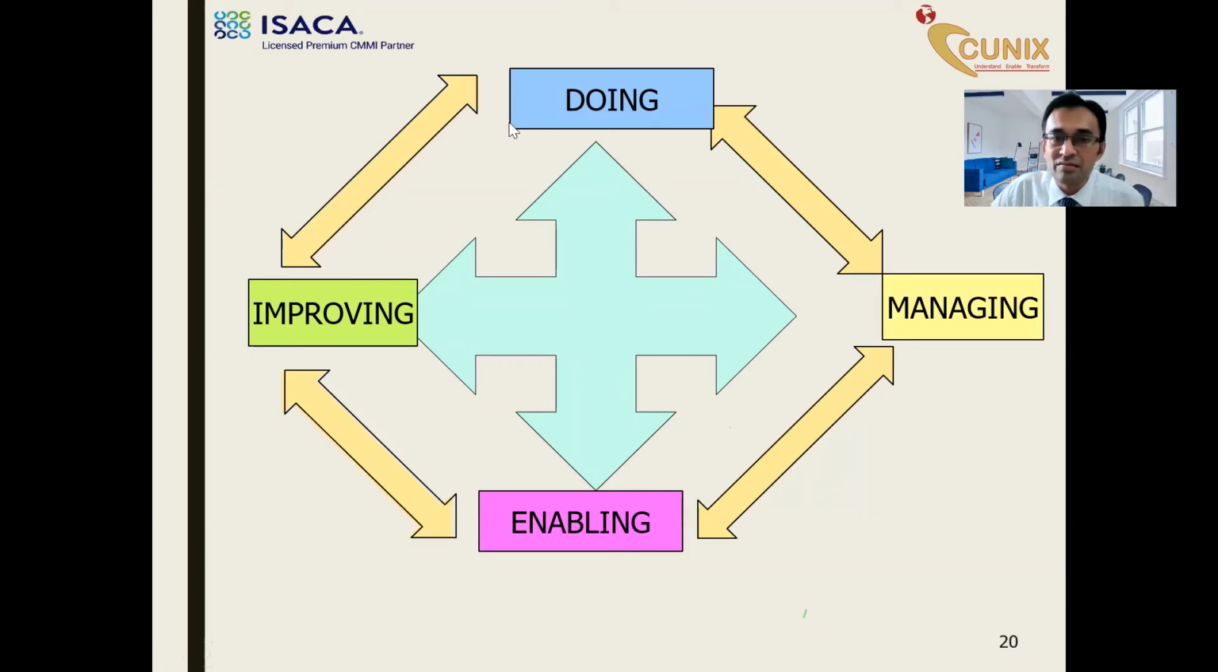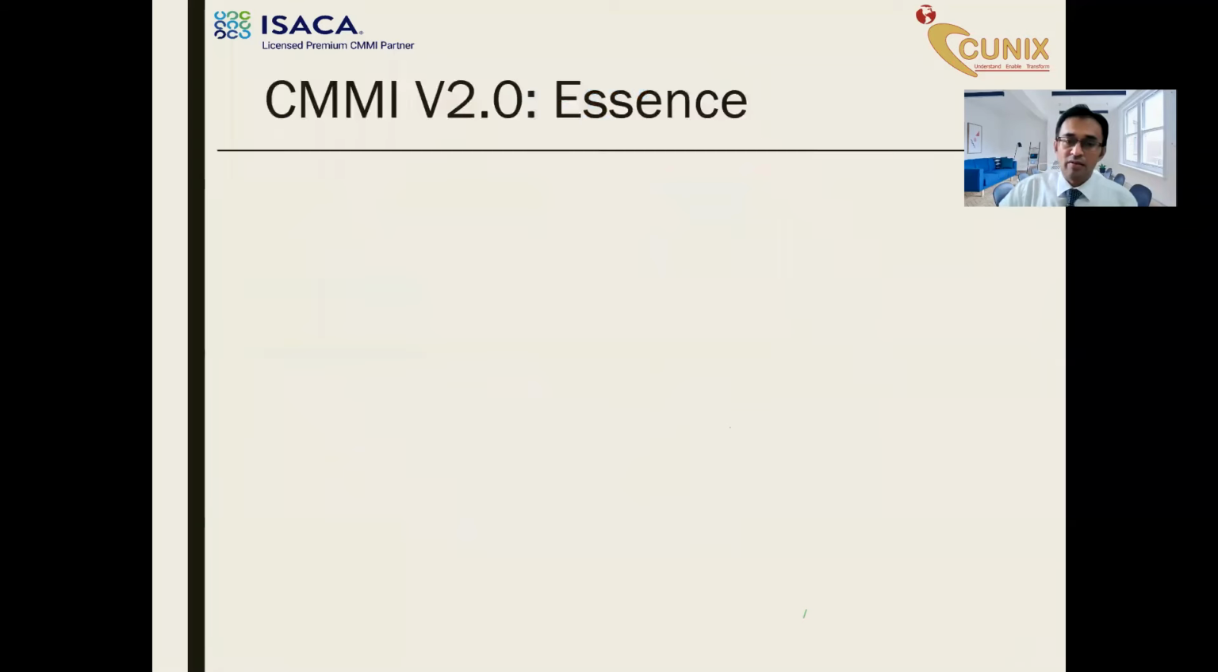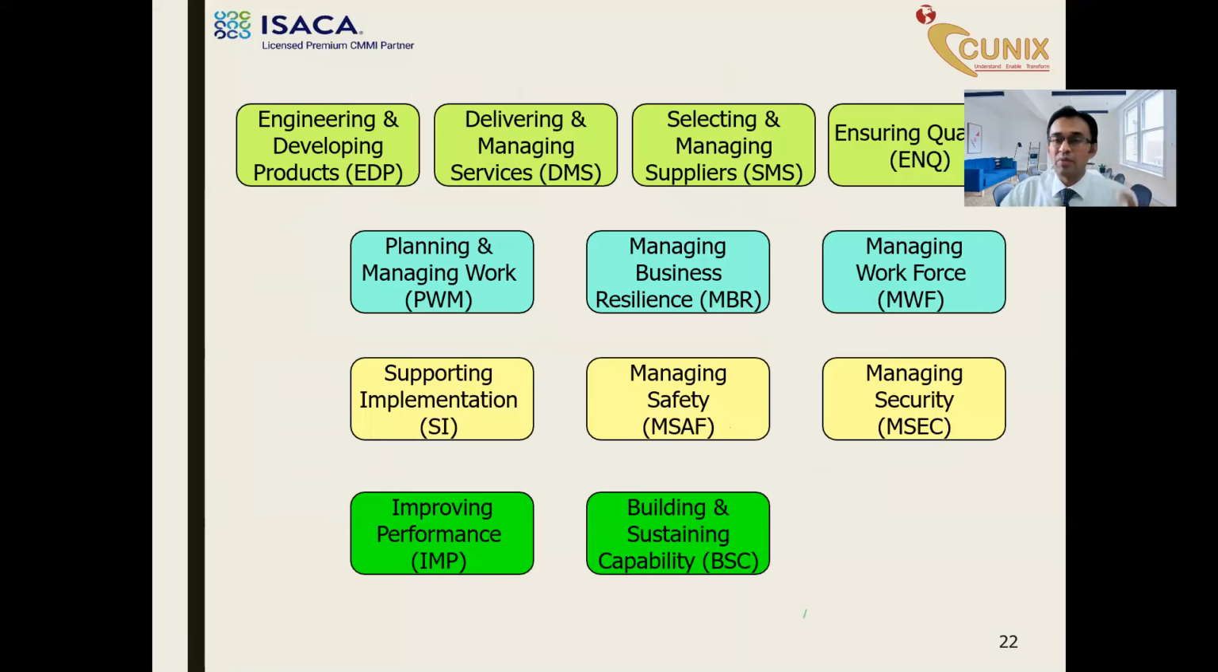For example, I need capability to perform activities related to doing. So I just want to do something, create, manufacture, test. I need some capabilities. I also need capabilities to manage. I need capabilities for being an enabler, to make something happen, to create something. I also need capabilities to improve something, to think about improvement. So each of these categories contains some capability areas in the version 2.0 model. So 4 categories, and you have 12 capability areas.